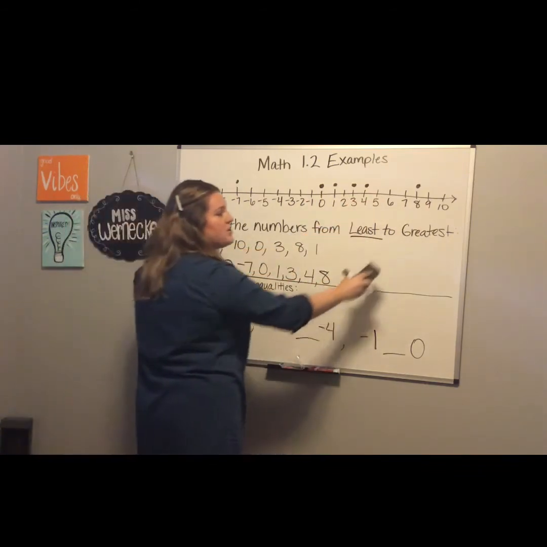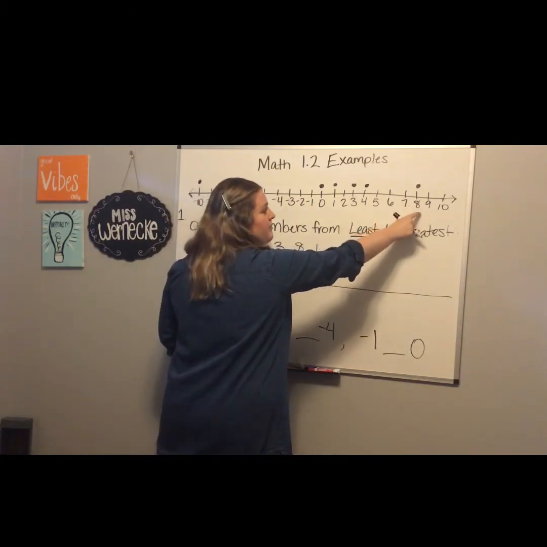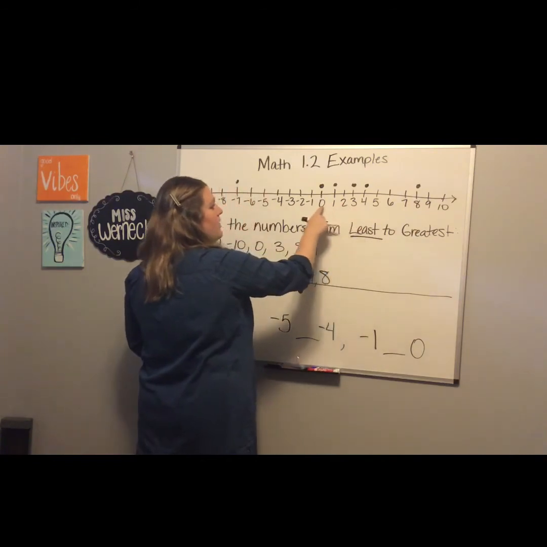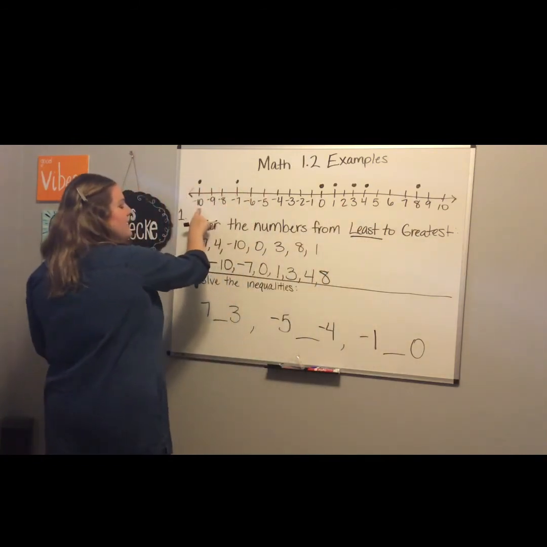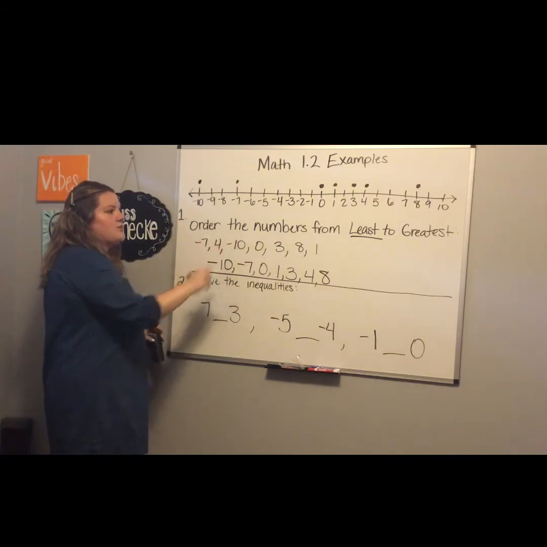Now if my instructions were to go from the greatest to the least, I would start on this side. It would have been 8, 4, 3, 1, 0, -7, and -10. So I hope that helps you understand ordering the numbers from least to greatest.